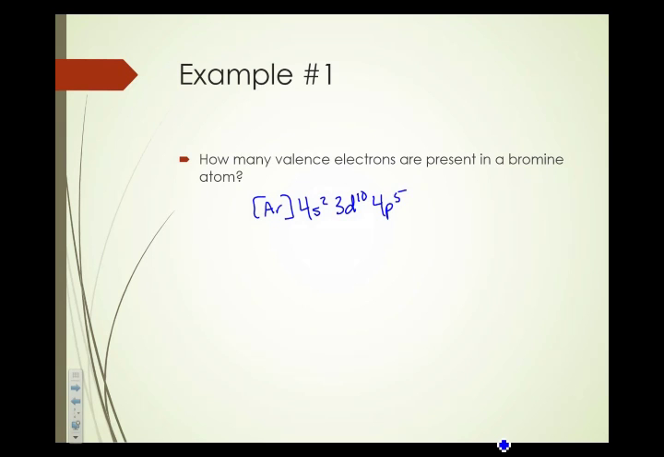What's our valence shell? Well, it's our outermost shell, and when I look at this, I see that the biggest shell number that I have is 4. This is a 3, and so it's not in my outermost shell, and so I'm not going to count it as part of my valence electrons. What I will count are these guys and these guys. And so we'll say that bromine has 7 valence electrons.